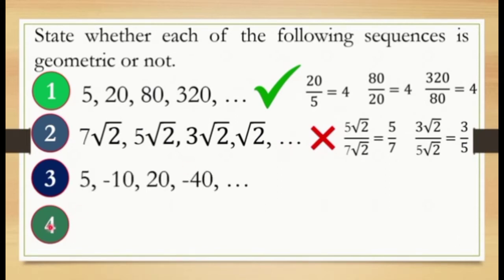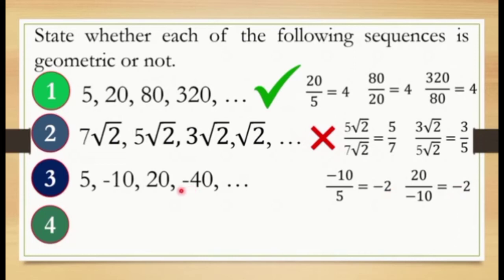For number 3, we have 5, negative 10, 20, and negative 40. Same process, we divide the second term by the first term. To check if they have a common ratio, negative 10 divided by 5 is negative 2. 20 divided by negative 10, the answer is negative 2.